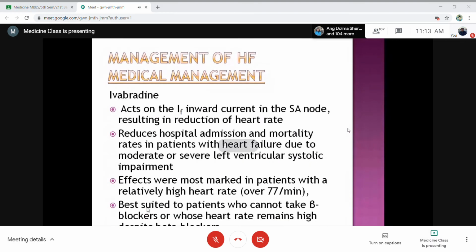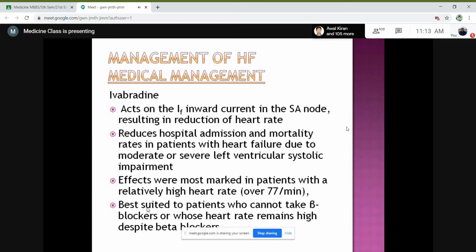Okay, so ivabradine acts on the SA node, resulting in reduction of the heart rate. It has been shown to reduce hospital admission as well as mortality rate in patients with heart failure due to moderate to severe left ventricular systolic impairment. The effect is more marked when the patient has a heart rate over 77 per minute. It is basically suited for the patient who cannot take beta blocker or whose heart rate still remains high despite use of optimum dose of beta blockers.